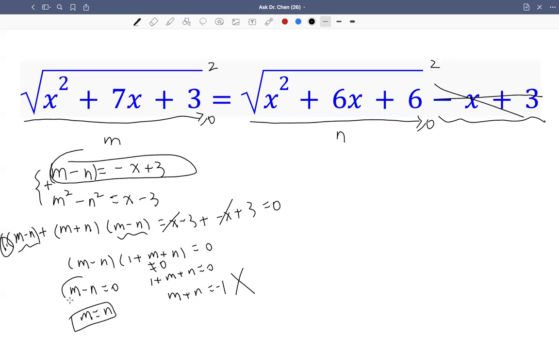Right, that's m minus n. m minus n equals 0. That means -3, negative x plus 3 is 0. So that means negative x equals -3, x equals 3. Okay, that's it.